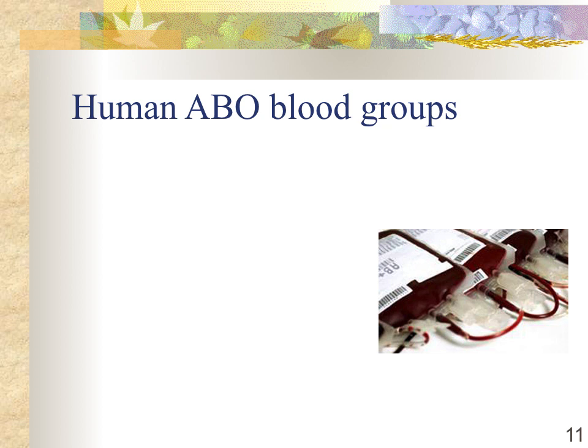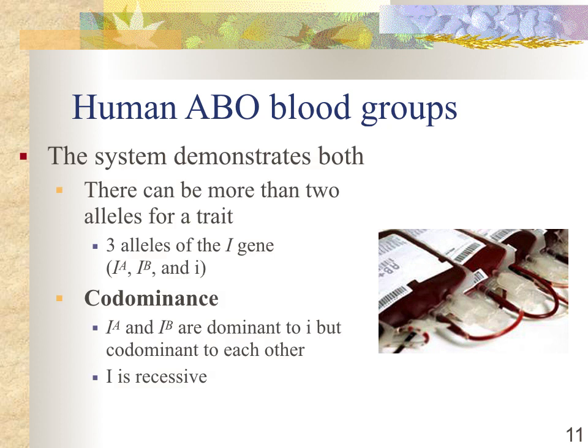Another kind of non-Mendelian pattern of inheritance happens with the human ABO blood groups. Here, this system demonstrates that there can be more than two alleles for a trait. There are three alleles, and two of the alleles are codominant, always expressed when they're present. Only one is recessive. That's the little i allele. There's a typo there. It should be a little i.